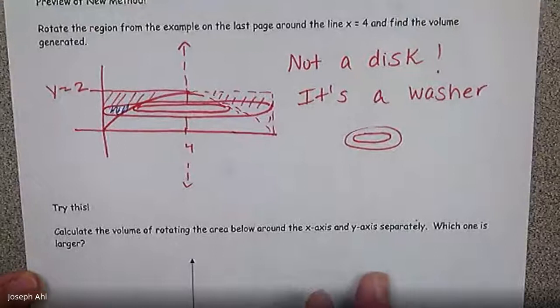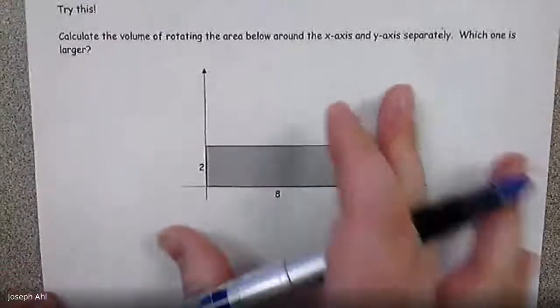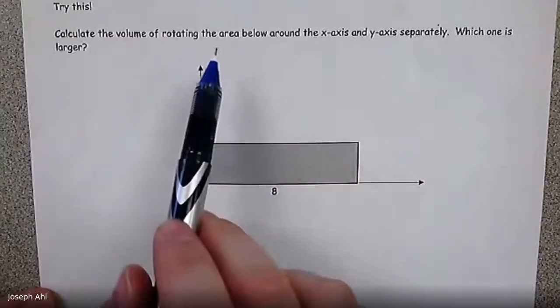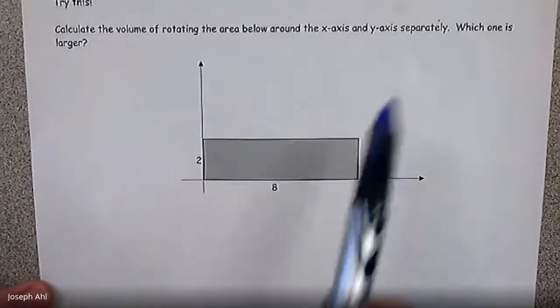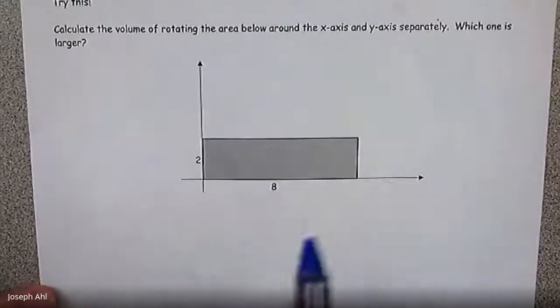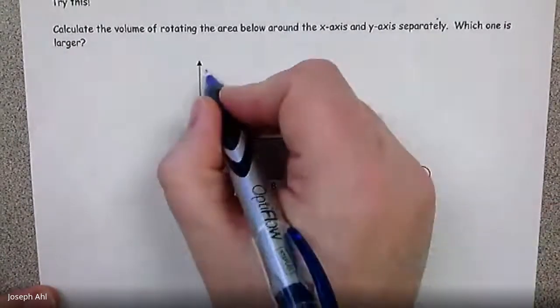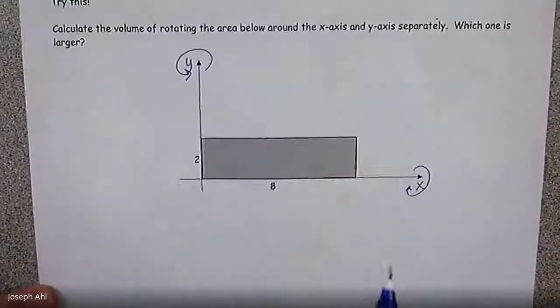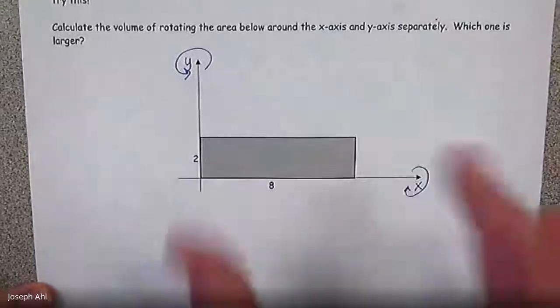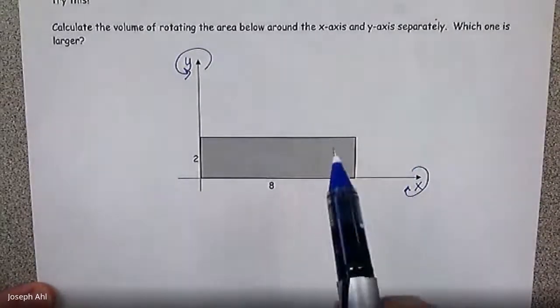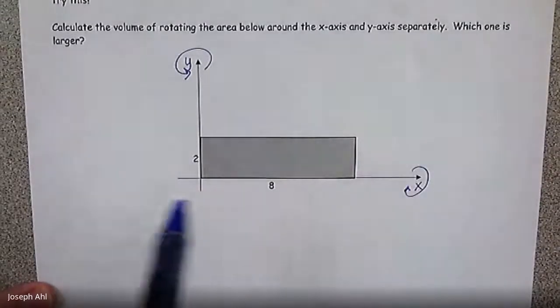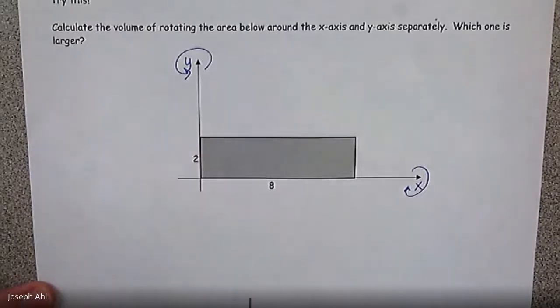So we'll get into that in the next lesson, but the last thing I want you to do is try this one. It says calculate the volume of rotating this area around the x-axis and y-axis separately. Which one is larger? First you're going to rotate it around the x-axis, then you're going to rotate it over here on the y-axis. You don't need a function at all. Just think about what's going to happen if you rotate that rectangle around and generate those volumes, compare them, and see which one's larger of the two.